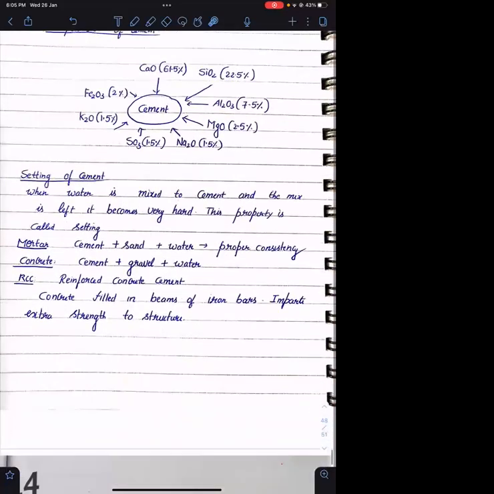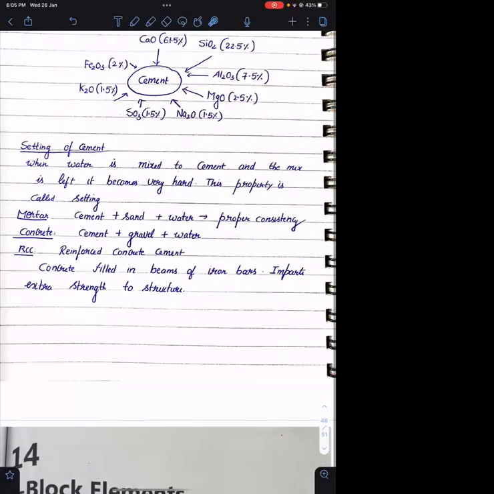Setting of cement. When water is mixed with cement and the mixture is left, it becomes very hard. This property is called setting. We have already written about mortar earlier. How is mortar made? Cement plus sand plus water is called mortar. Concrete is cement plus gravel plus water.